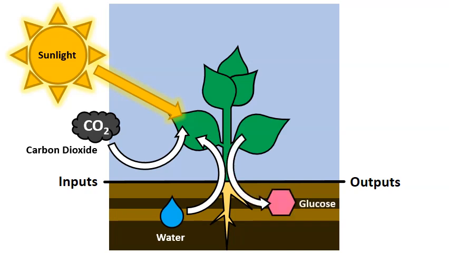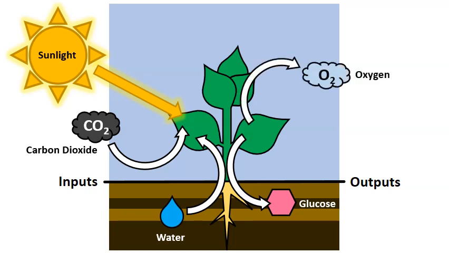The outputs are going to be the glucose, which the plant is mostly going to store in the roots for use for later. And the other output is oxygen gas, which is released by the plant into the atmosphere. And that's what we are then going to use to conduct respiration to create more carbon dioxide and water. And so the cycle just continues and continues.